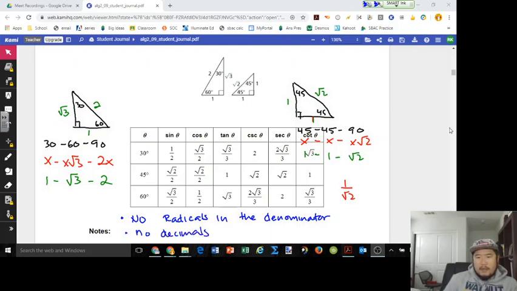Okay. So what do we do in this situation? How do I get rid of the radical in my denominator? Well, in order for us to do that, if you remember the step, we'll call this rationalize.